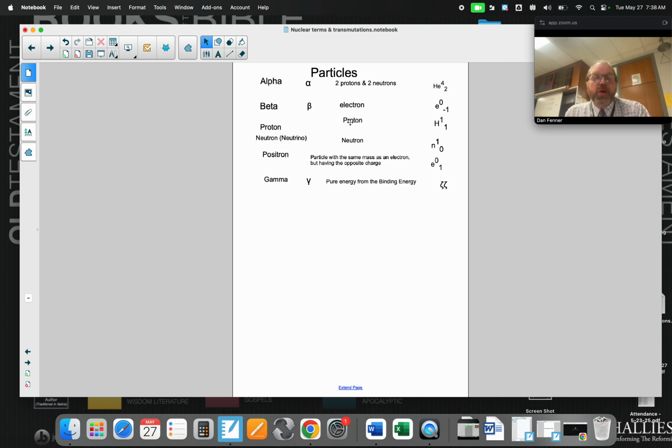So a proton is a proton. Remember, proton nuclei would be hydrogen, atomic number, atomic mass, both 1. A neutron is a neutron, so therefore there's no particle there, and 1/0. And the last one there is a positron, a particle of the same mass as an electron but having the opposite charge. So it looks the same as the beta emission, but instead of being negative, it's positive. So those are the particles that we have.